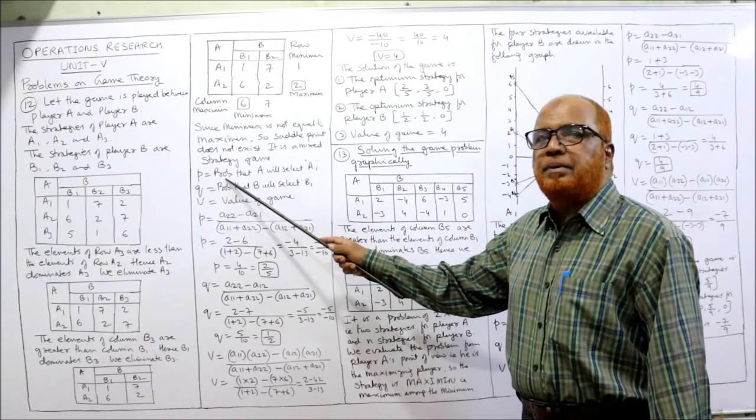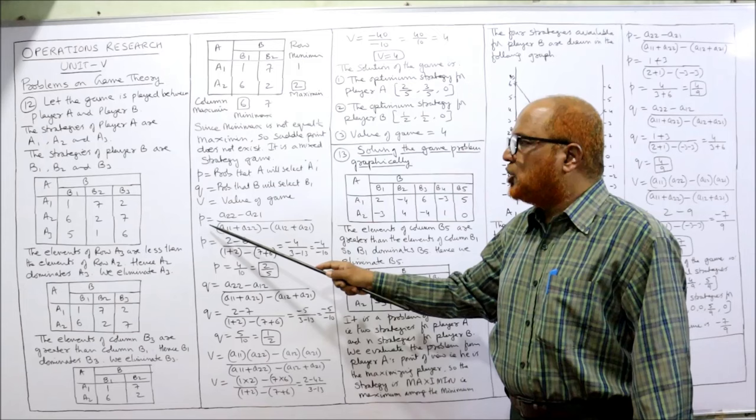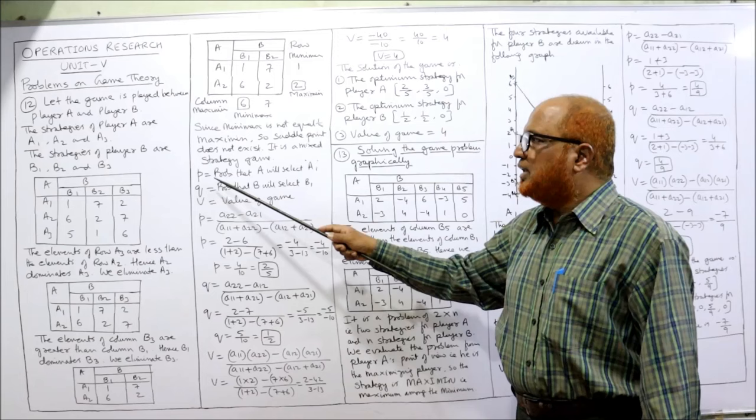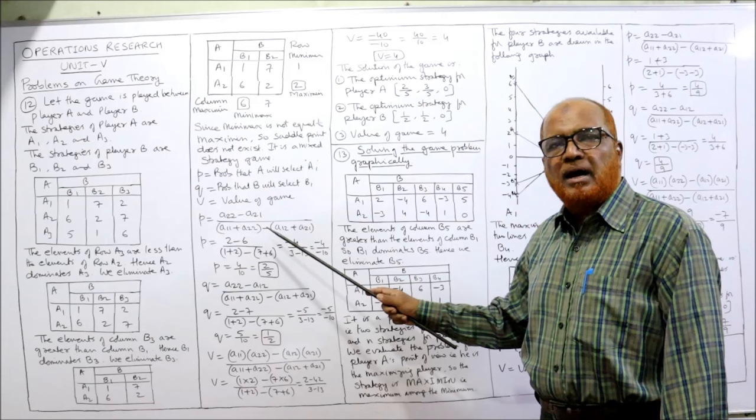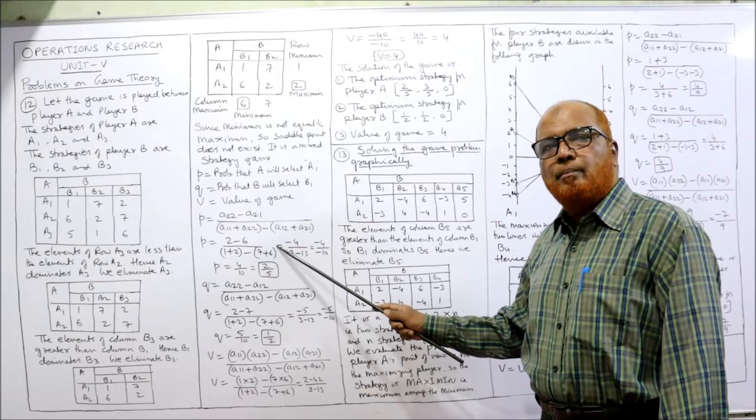So we take P as the probability that player A will select A1, and Q as the probability that player B will select B1. So we need P, Q, and V, the value of the game. Already we have done this type of problem in the previous video also. So the formula for P is (A22 minus A21) divided by (A11 plus A22 minus A12 minus A21), right?